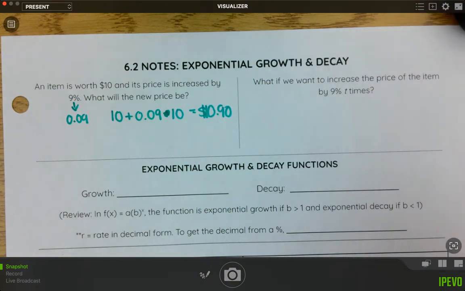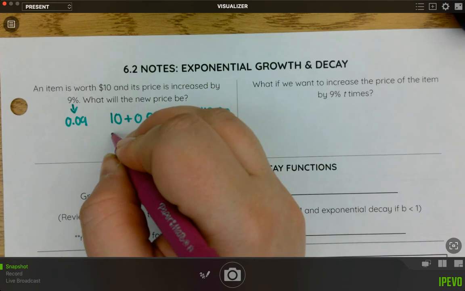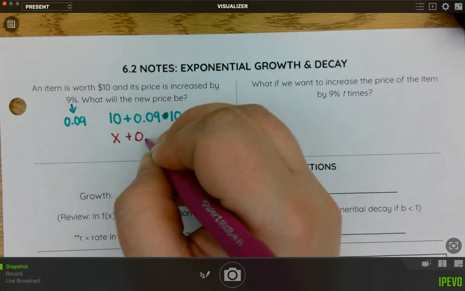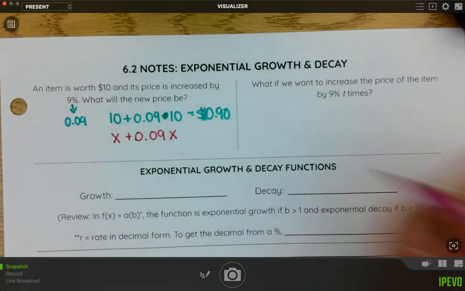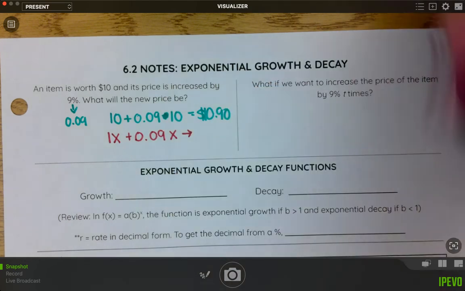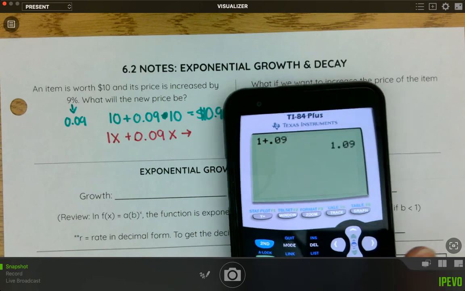And then here's where this gets a little bit tricky. What if you don't know what it's worth yet? How could you make an equation so that if you didn't know how many times you wanted to increase it, you could have a formula ready to go? So let's say your original price is X instead of 10. Then it would look something like this. But this is just 1x. And if you add those two together, you technically have 1 plus 0.09, 1.09.